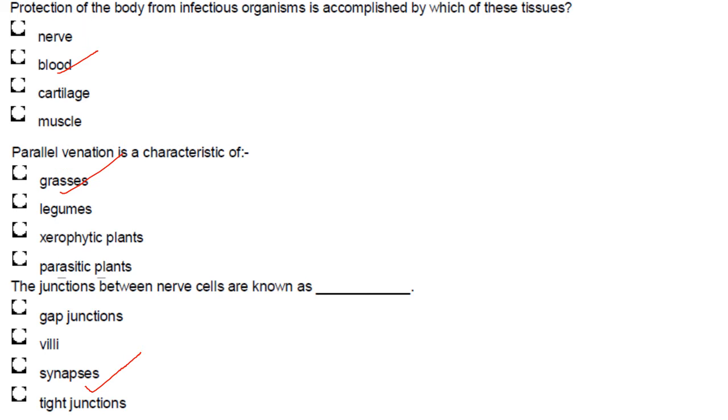The junction between nerve cells are known as? The junction between nerve cells are known as synapses, or they are the site of transmission of electric nerve impulses between two nerve cells or between neuron and a gland or muscle cell. And a synaptic connection between a neuron and a muscle cell is called neuromuscular junction. So answer is option C, synapse.